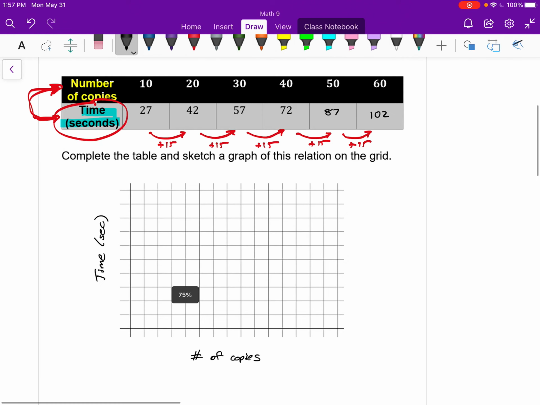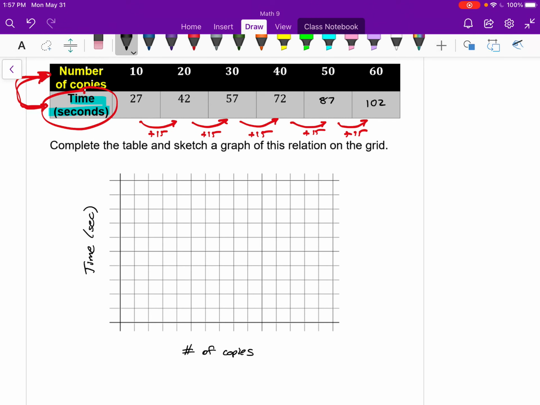And sometimes it's quite clear what depends on the other. Sometimes it's not so clear. It all depends on the relationship. Quite often, time actually goes on the x-axis, I meant to say. But in this case, the time it takes depends on how many copies you have. The more copies, the more time. The fewer copies, the less time.